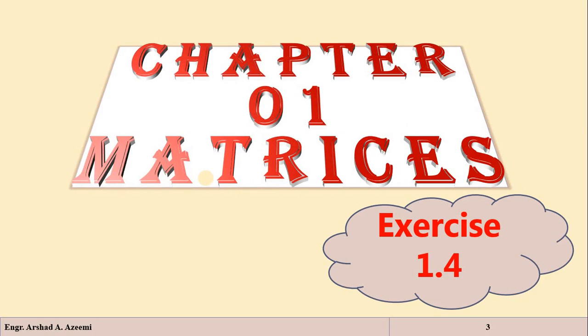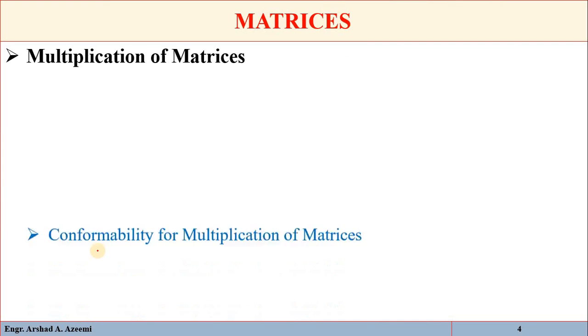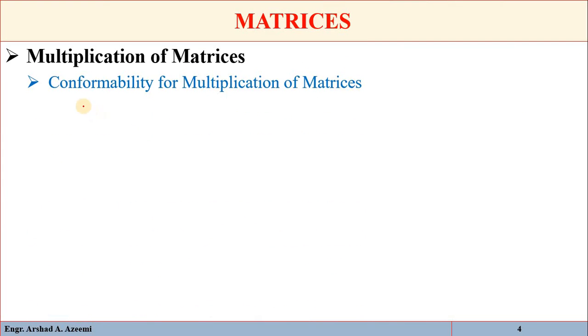Before starting the solution of the exercise questions, let's briefly discuss some background. This exercise is about the multiplication of matrices, in which we will multiply two matrices with each other. So first we will have to look into the conformability for multiplication of matrices, that is, whether two matrices are conformable for multiplication or not.